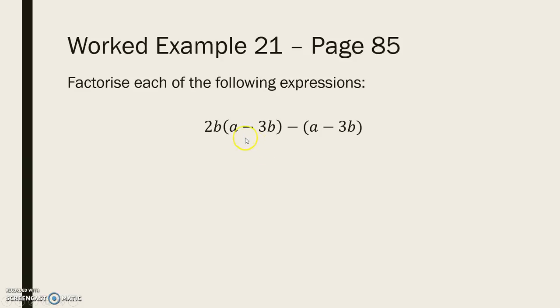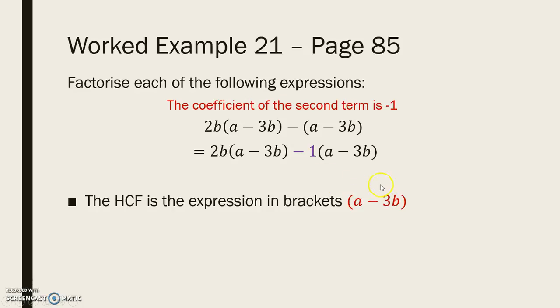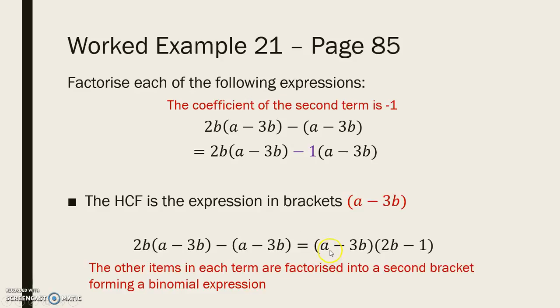Second example, the highest common factor is this a take 3b. Don't forget that that's actually take 1 outside of that bracket. That's going to be important when we factorise. So there's our highest common factor. We take that as a common factor, we're left with 2b. We take that one out as a common factor, that bracket, we're left with take 1. So when we factorise it, we get a take 3b is the first factor, that's what we've divided by, leaving us with 2b minus 1 in the second bracket.